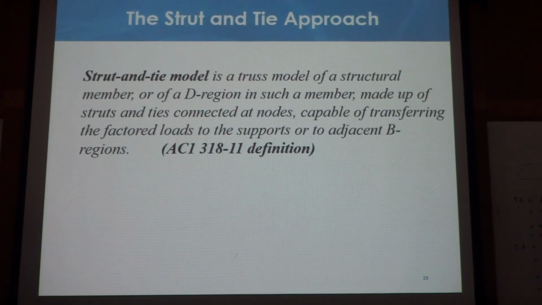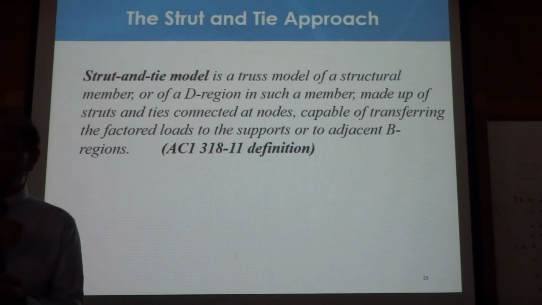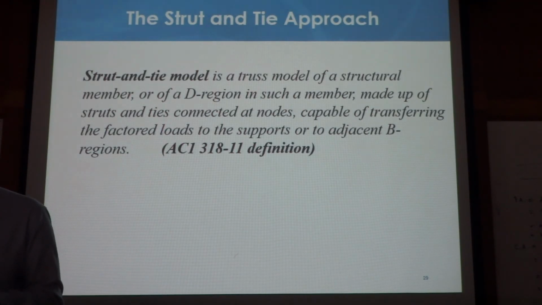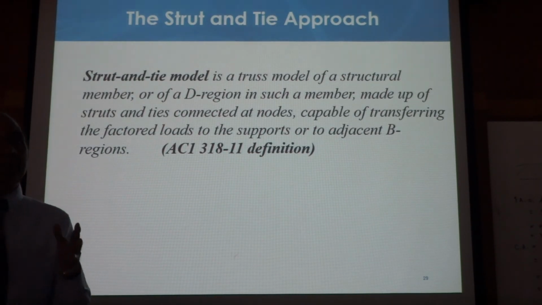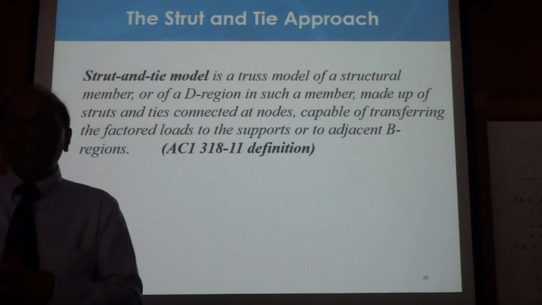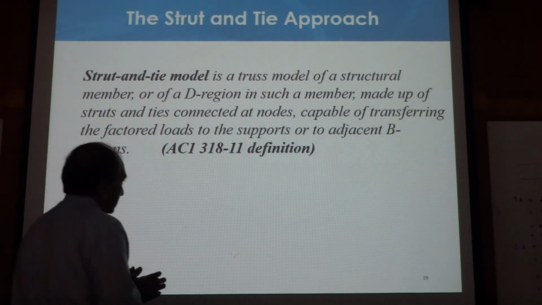In such a member made up of struts and ties connected at nodes, capable of transferring factored loads to supports or adjacent B regions. I will show by diagram what they're saying. Okay, so basically ACI is limiting the use of the strut and tie model, not to all members, but to parts of the member, or members in which the D region is governing. You remember the D region? Yes.